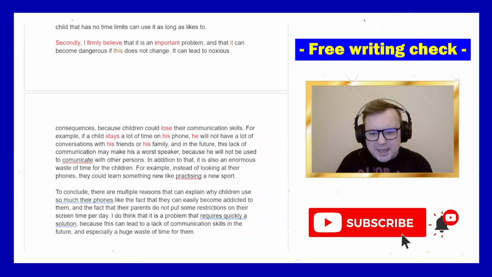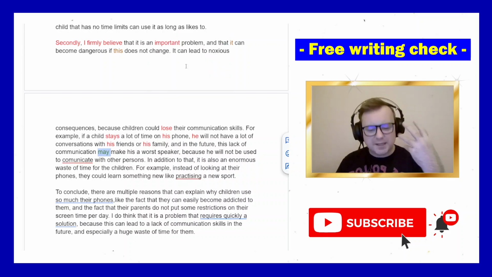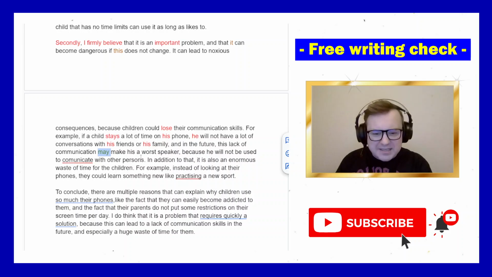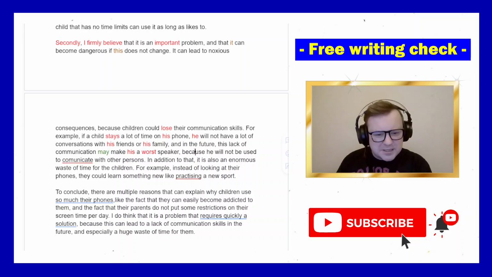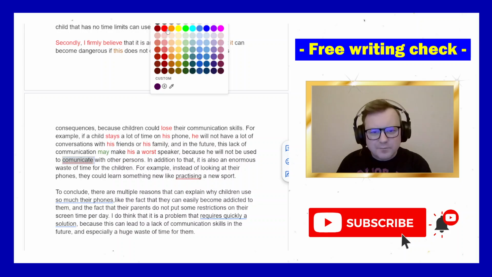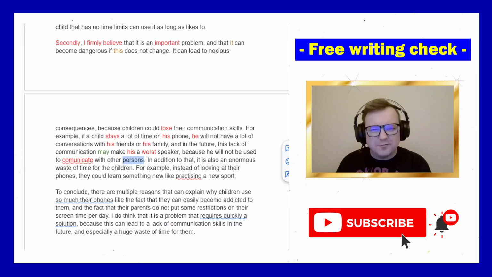"And in the future, this lack of communication may make"; so may is hedging language, that's good, that's not too strong, that's the type of language we want. "May make him," but again, why always he, "a worst speaker." Worst is the superlative, so a worse, not the worst, but a worse speaker. I don't know if that's justified, but let's see. "Because he will not be used to communicate," will not be used to communicating. So we have a grammar error. "With other persons." Plural of person is people. Maybe in academic language, persons maybe is accepted.